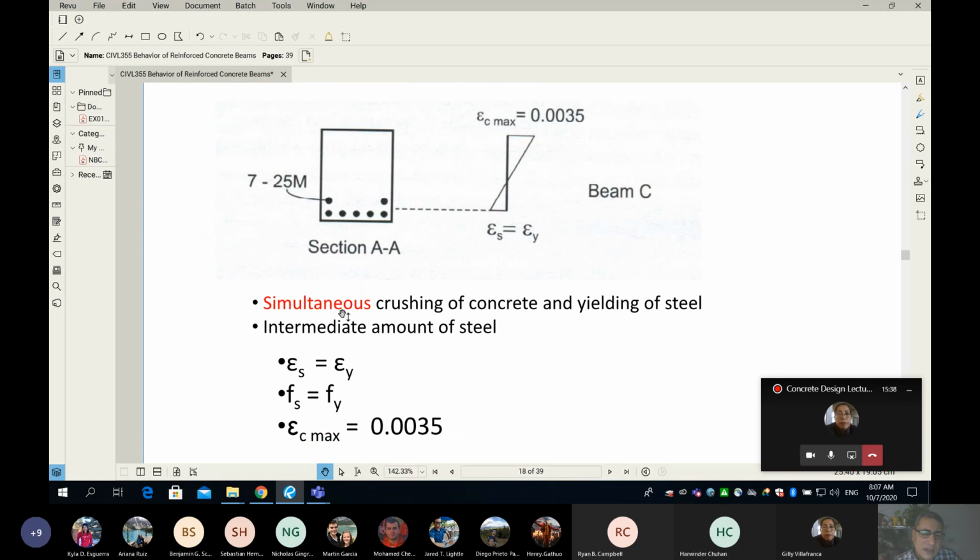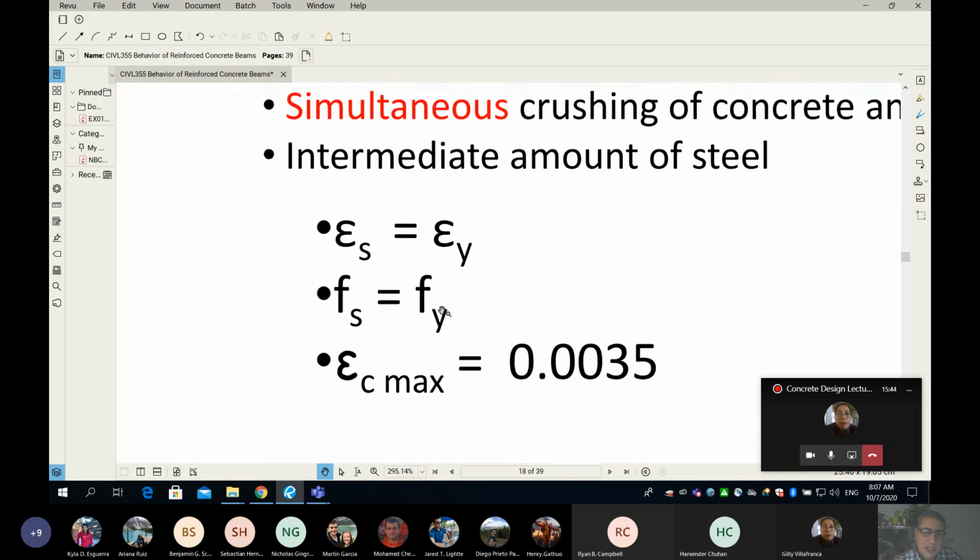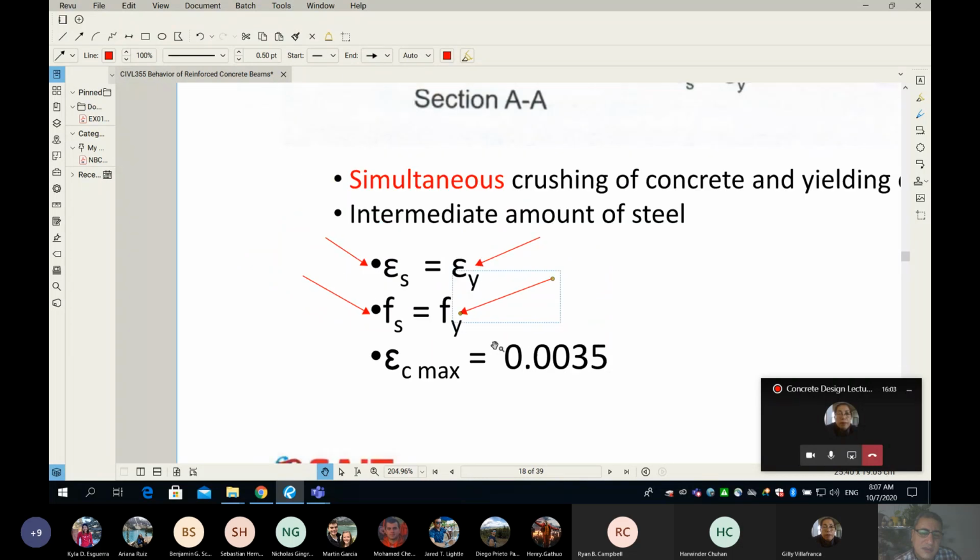So you can see the word in red here, simultaneous. And if you look at the numbers, you will see the strain in the rebar is exactly, not more, not less, exactly equal to the epsilon yield. And the stress in the rebar is equal to the Fy, because that's the start of the yield. And then finally, the strain in the concrete is equal to 0.0035.